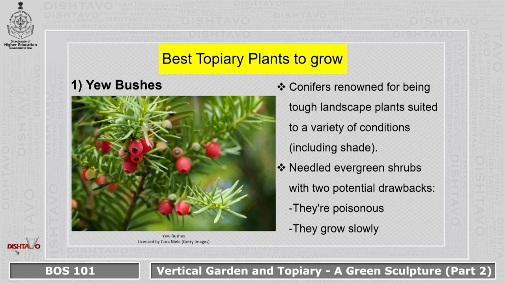But they have two potential drawbacks. They are poisonous. So if they are poisonous, this type of topiary should not be used where there are little children who can go and play and accidentally put these fruits or berries or leaves into their mouth. And they grow slowly. The growth is very slow.